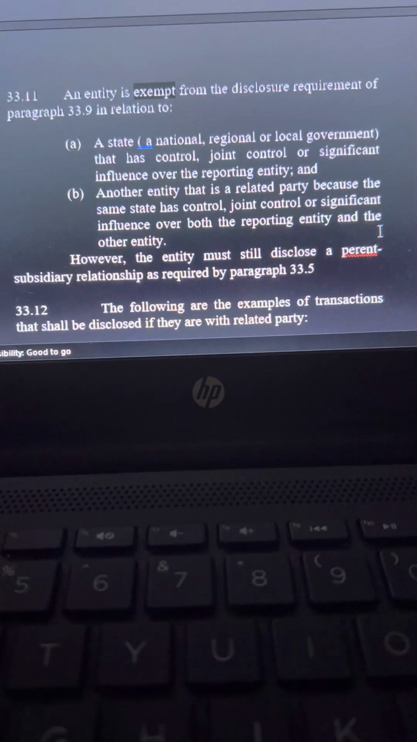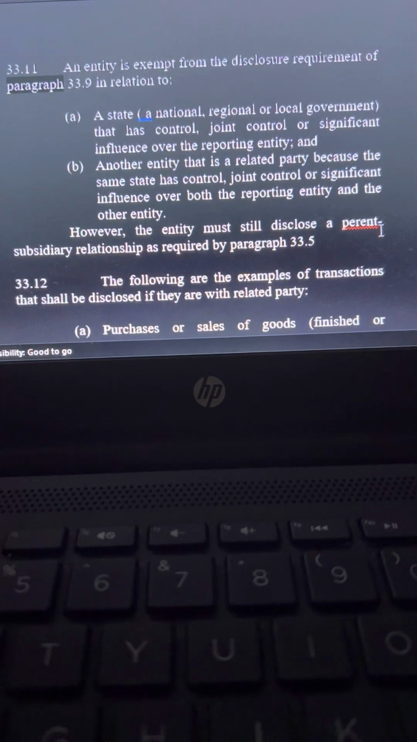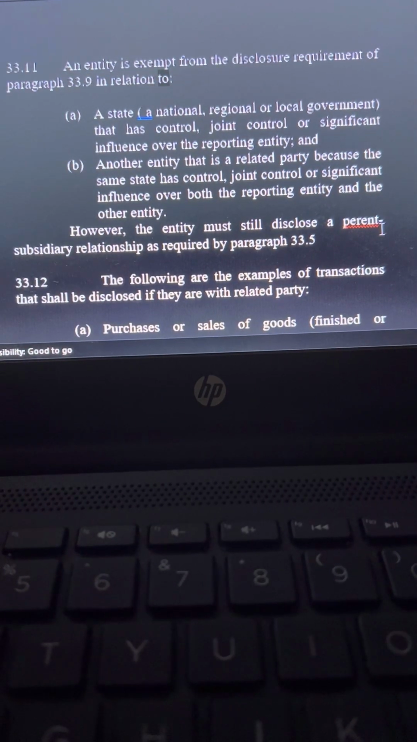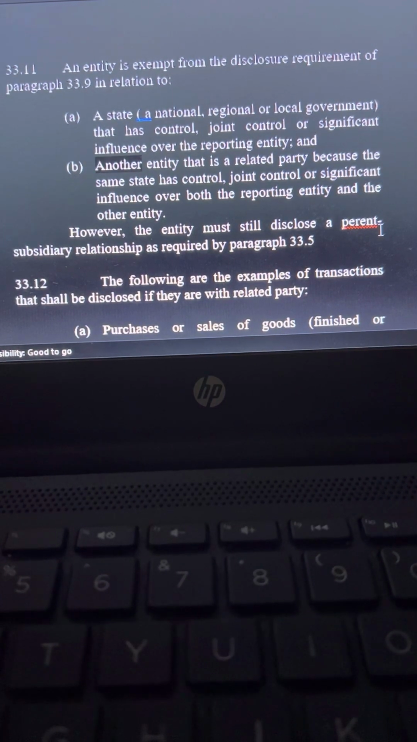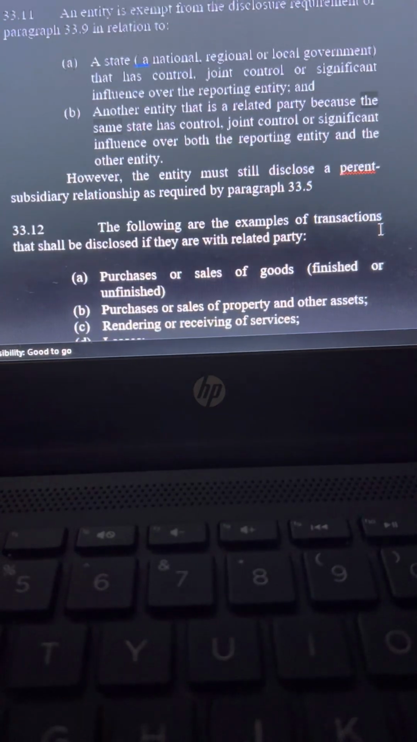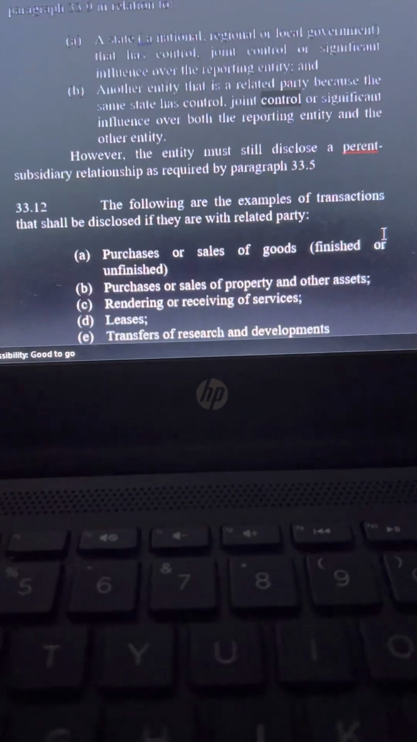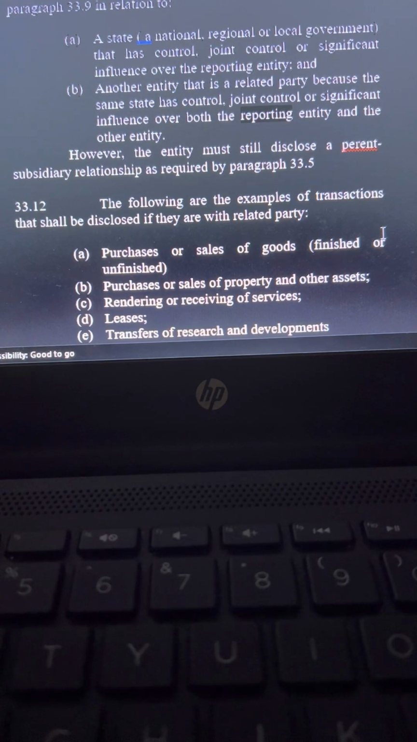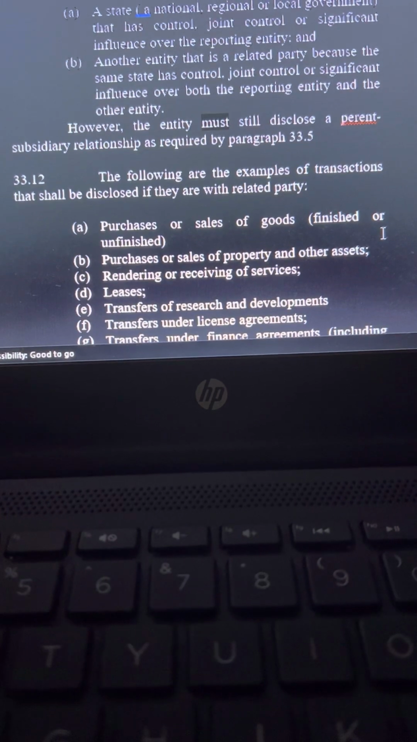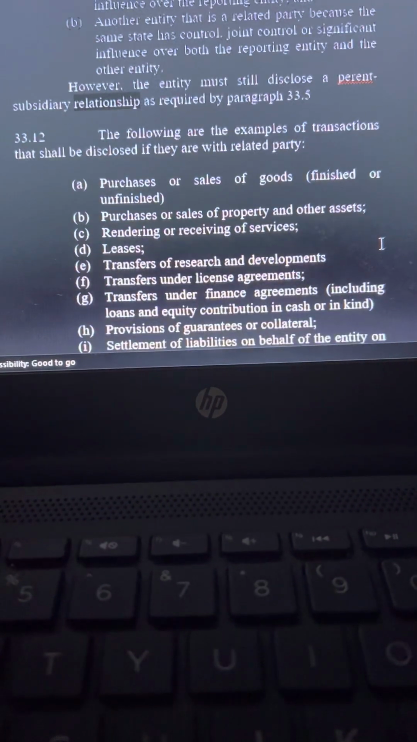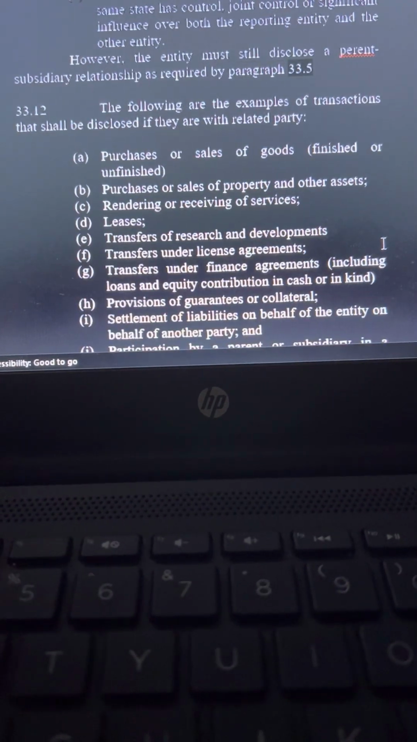33.11 An entity is exempt from the disclosure requirement of paragraph 33.9 in relation to a state, a national, regional, or local government that has control, joint control, or significant influence over the reporting entity, and another entity that is a related party because the same state has control, joint control, or significant influence over both the reporting entity and the other entity. However, the entity must still disclose a parent-subsidiary relationship as required by paragraph 33.5.